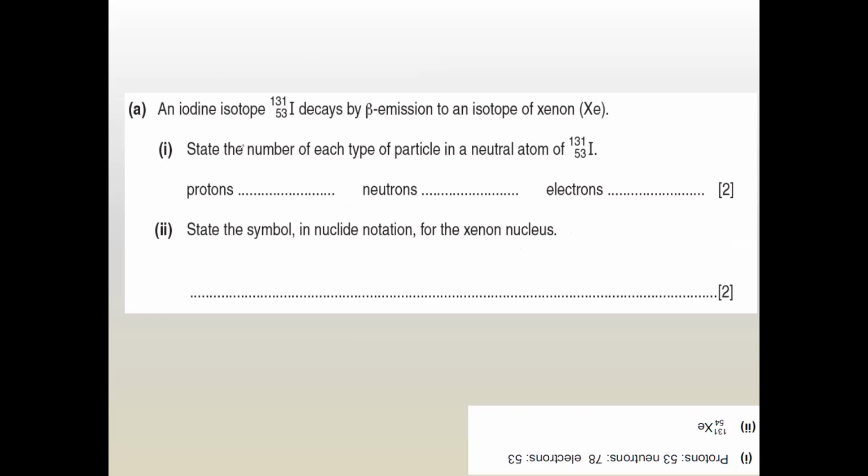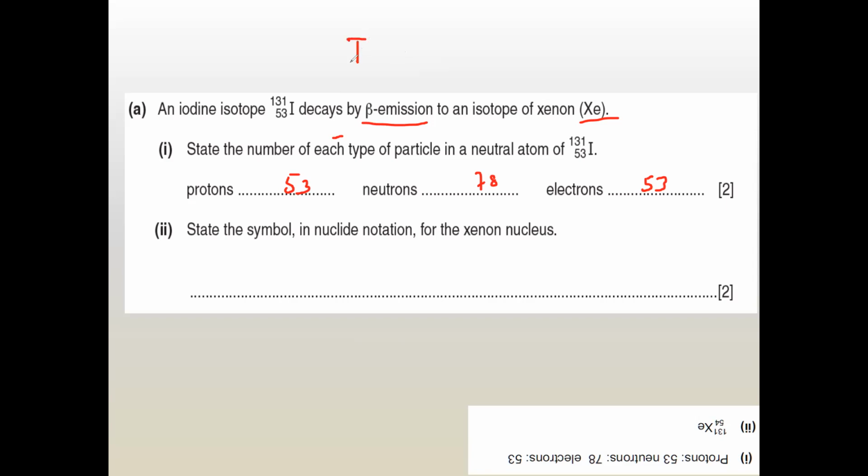Iodine 131 and 53 emits a beta particle and turns into xenon. State the number of the particles. So this one will be 53. This will subtract 131 minus 53, so 78, and this is 53. Then we have to state the symbol and write the nuclide notation for xenon. So we have to show how xenon is formed by emission of the beta particle. So we have first the iodine isotope.